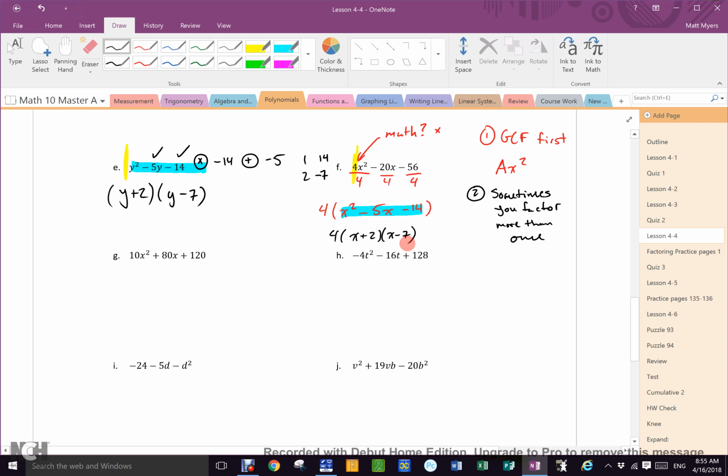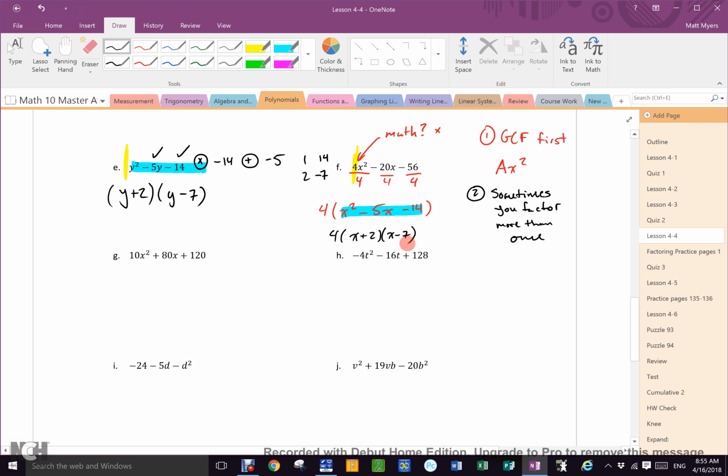There's a b in everything, which means I've got to get rid of that b, don't I? Because I don't like that b out front. If I want to get rid of a squared times b, what would I do? What do I do to get rid of times something? I'm going to divide by b.